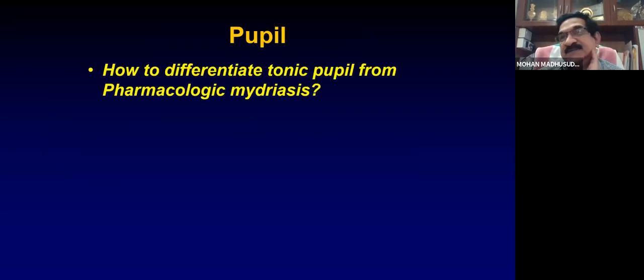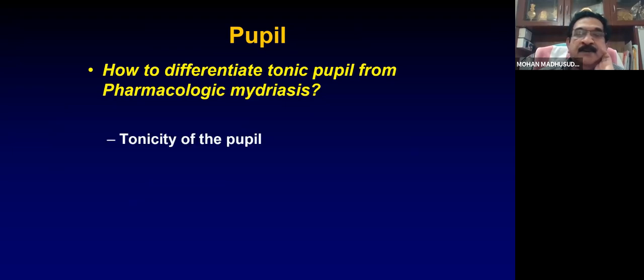Now, the next question is, how to differentiate a tonic pupil from pharmacological mydriasis? This is another problem which we come across. Two or three points can help. One is the tonicity of the pupil. Tonicity means that once it is contracted, it takes a longer time to redilate, either by removing the light or by relaxing accommodation. It constricts slowly and redilates slowly, and the redilation is much slower than the constriction.